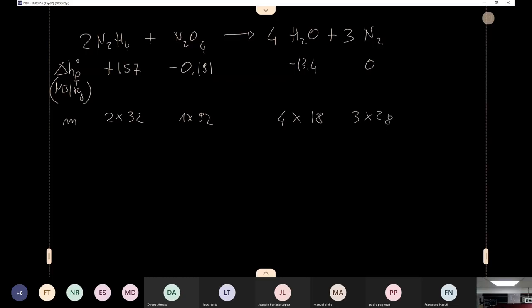So this is just to have the relative amount of masses of each species, each molecule present in this reaction, so that we can evaluate our mass fraction among the reactants. We gather 64 over the sum of 64 and 92, so 64 over 156. And we have that the result is 0.41 and 0.59 as the mass fraction of the other. And for the products, we have 0.462 here and 0.538 for the nitrogen.